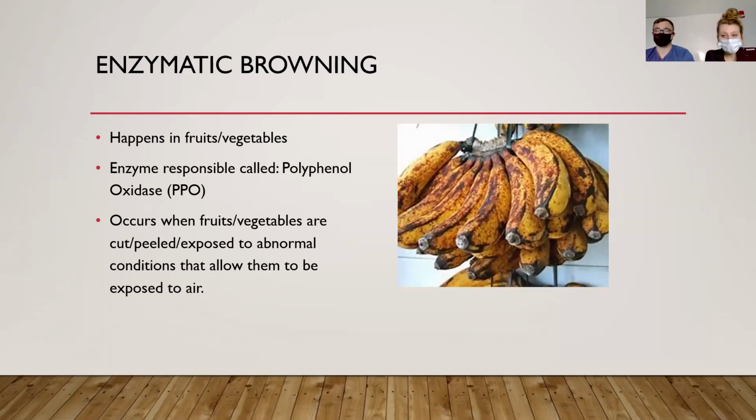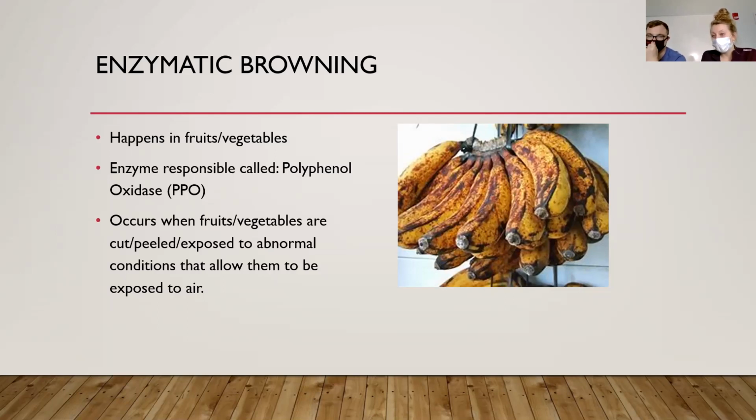Then the other reaction is enzymatic browning. And this will happen with your fruits and your vegetables because of one specific enzyme called PPO. And I'm not even going to try to say the name because I'm totally going to butcher it. However, they normally occur when the fruit or the vegetable is peeled, cut, or exposed to abnormal conditions that allow them exposed to air or oxygen.